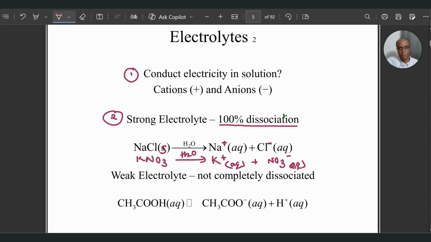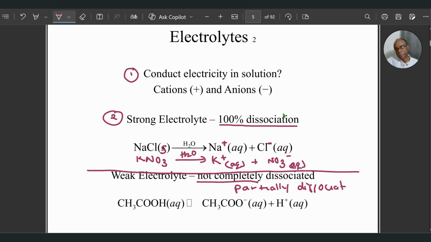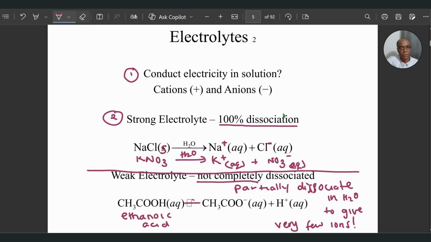Okay. However, if you're looking at the weak electrolyte, they do not completely dissociate. So the word I use is partial. So they partially break down in water, partially dissociate in water to give very few ions. The example I gave you is your acetic acid or ethanoic acid. This one barely gives you a lot of ions.